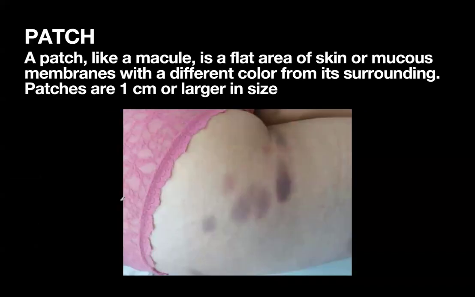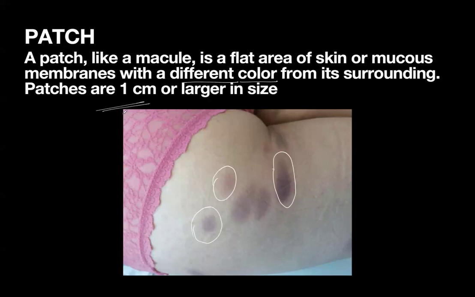Okay. Next comes a patch. What is a patch? A patch is like a macule, a flat area of skin or mucous membrane with a different color from its surrounding. This patch has a slightly different color from the surrounding. This is again like a macule. But see here, this is a patch. This is a patch. And this again is a patch. This patch has a different color from its surrounding, and these patches are more than 1 centimeter.